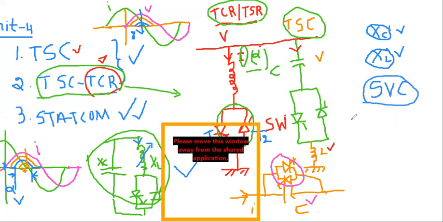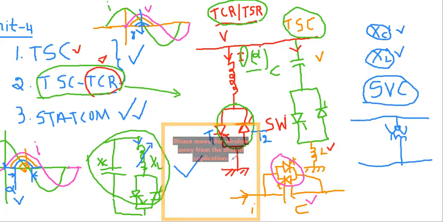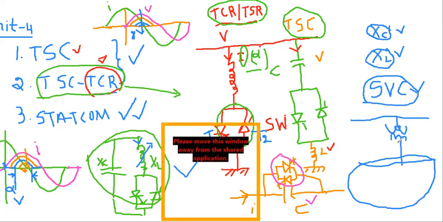Static var compensator is connected to the transmission line via a coupling transformer, and here we take a number of devices: TSC, TCR, TSR, fixed capacitors, fixed inductors, filters, all these things we can consider. Any combination of these will be taken as an SVC, which is capable of supplying or absorbing reactive power, like STATCOM, but it has limitations. Once you compare this SVC with the STATCOM, it has limitations. That comparison we have seen.